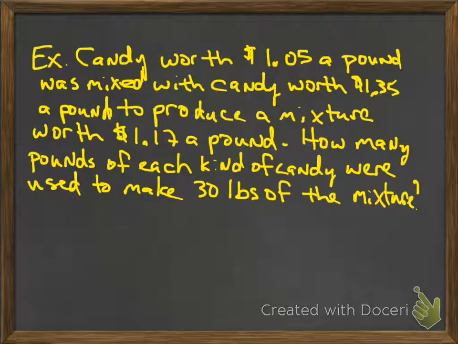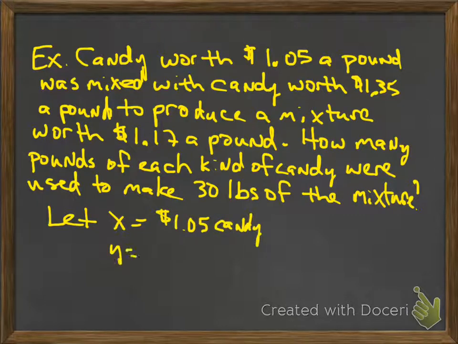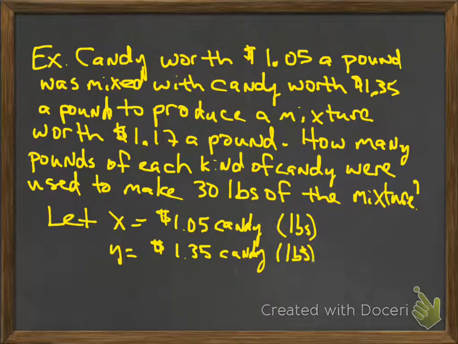Candy worth $1.05 a pound was mixed with candy worth $1.35 a pound to produce a mixture worth $1.17 a pound. How many pounds of each kind of candy were used to make the 30 pounds of mixture? First off, it does help to understand what your x and y are. So here I decided the x should be the candy that's worth $1.05 a pound. Y is the $1.35 candy, because you're mixing those together and you're getting something that's in between. And keep in mind, 30 pounds is a lot of candy.